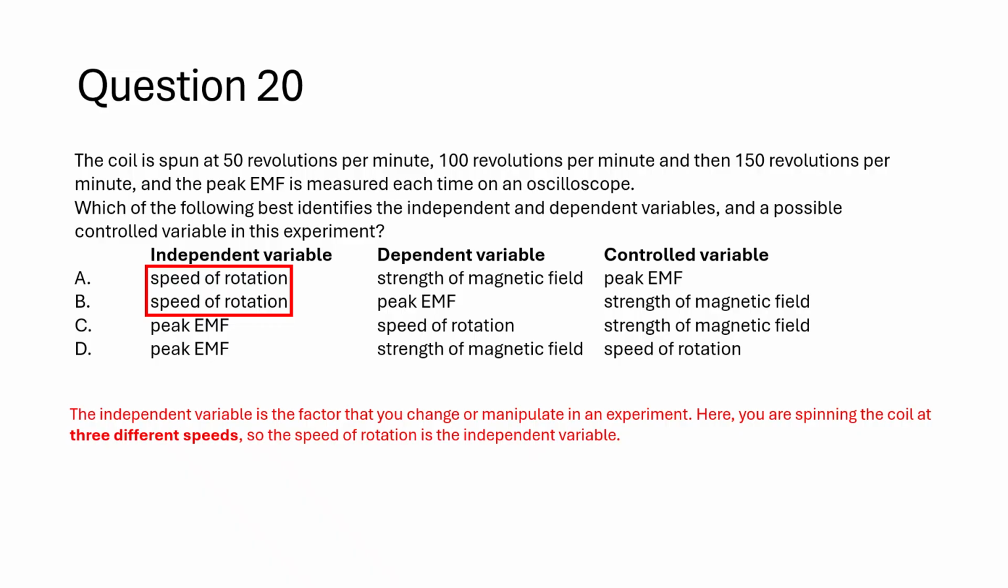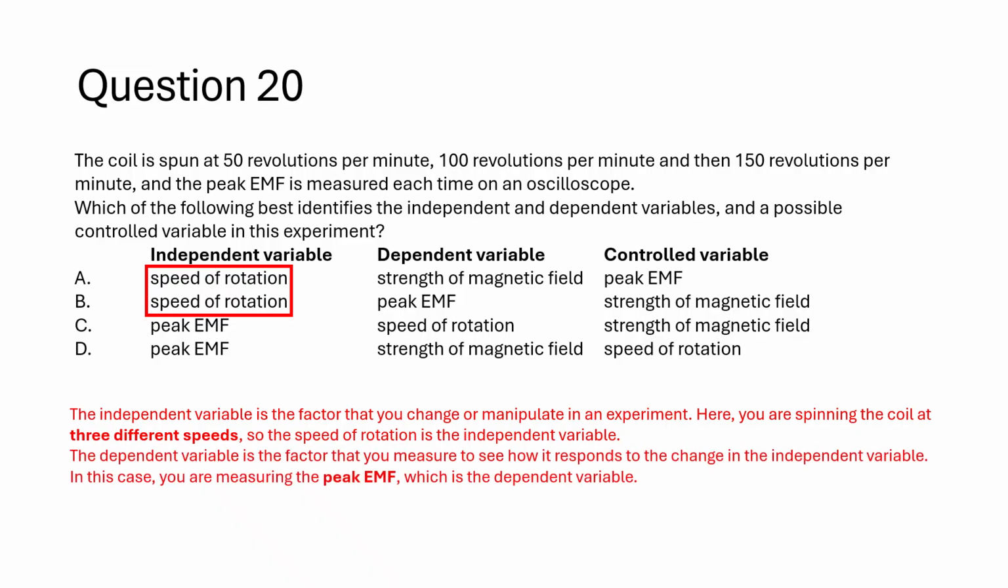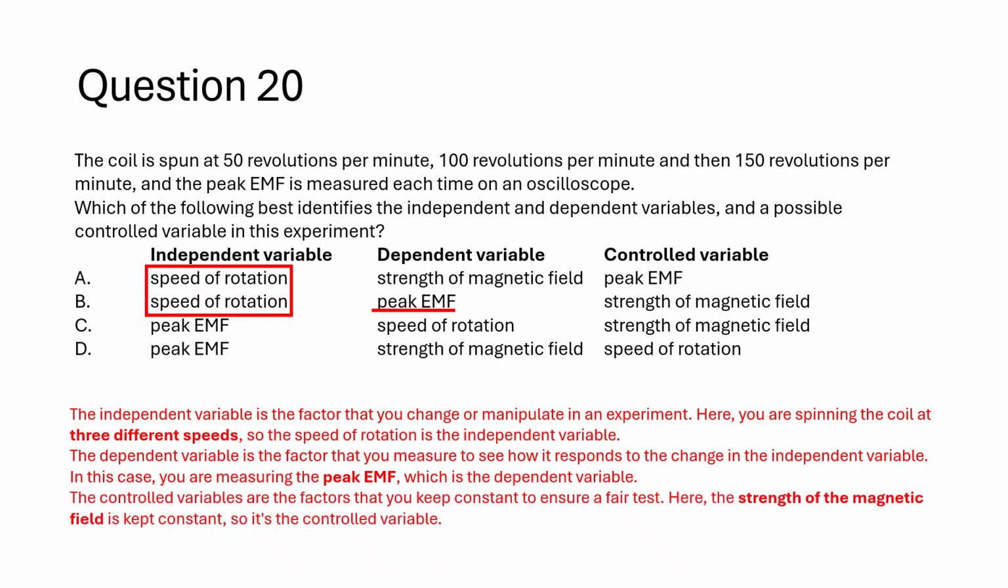The dependent variable is the factor that you measure to see how it responds to the change in the independent variable. In this case, you are measuring the peak EMF, which is the dependent variable. The controlled variables are the factors that you keep constant to ensure a fair test. Here, the strength of the magnetic field is kept constant, so it's the controlled variable.